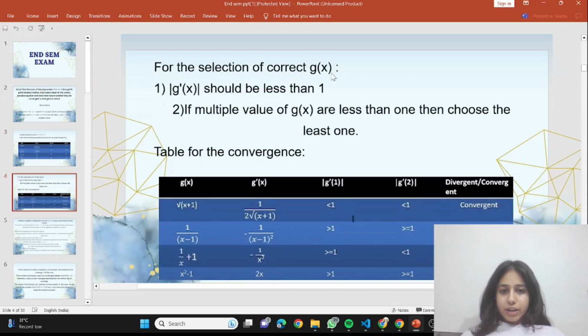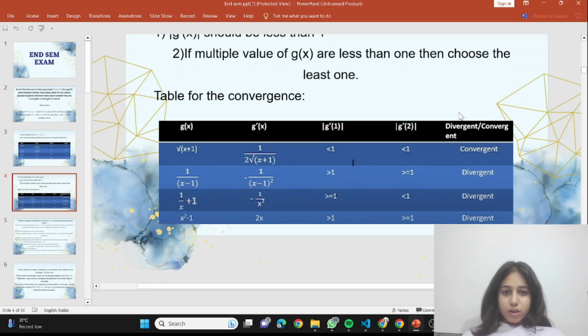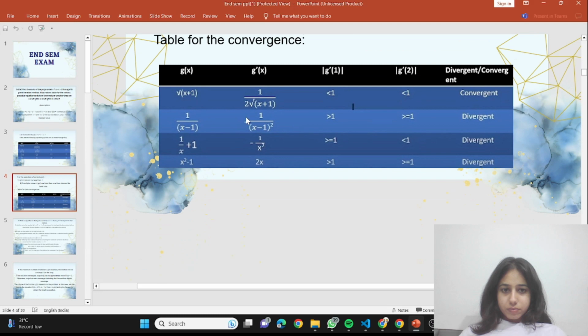Now for the selection of correct g(x), mod of g'(x) should be less than 1. And second, if multiple values of g(x) are less than 1, then choose the least one. Table for convergence. You can check here that when it is convergent and when it is divergent.